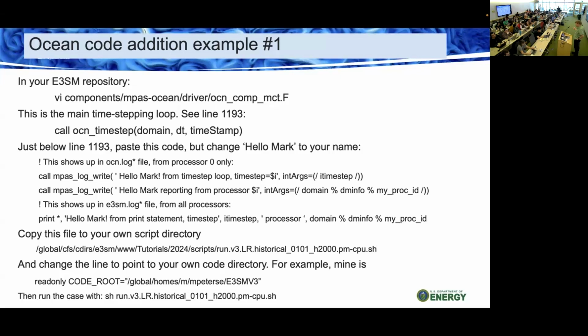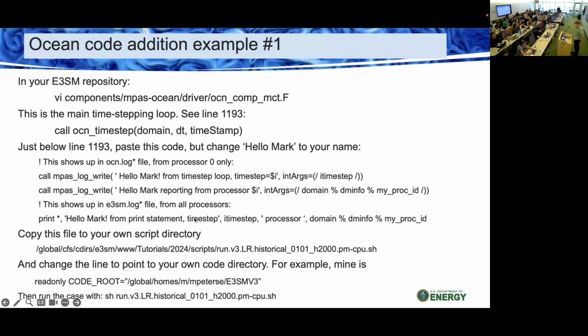Sometimes you ask the question, if I'm changing the code here, am I here? Is this running? What do my variables look like? You can still do that, but it doesn't come to your screen, which is actually better because you're submitting jobs to a queue. All of that output, if you just do a print or write statement, goes to the E3SM log.